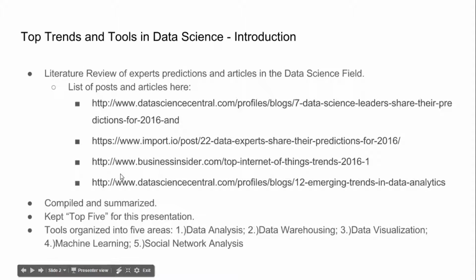First, the methodology for this was a review of literature including multiple trends and tools, lists, and articles. These were compiled and summarized into top 5 categories. Tools were organized into 5 areas: data analysis, data warehousing, data visualization, machine learning, and social network analysis.